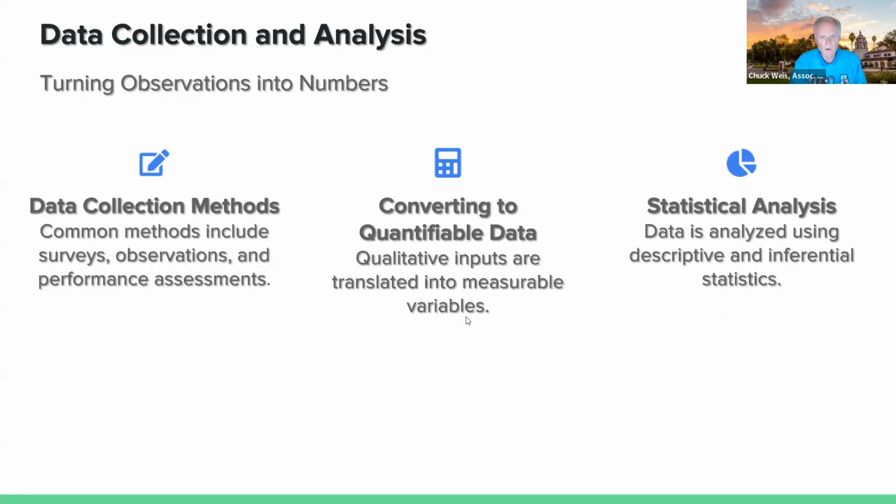So if you ask a question that there can be multiple responses to, or if you do an observation that could be multiple things you're looking for, you can turn those into numbers. If you do this, how many times do you do it? If you do that, how many times do you do it? So it isn't just about an overall data collection methodology, but it's about how you can convert it into some sort of numbers. And then, of course, the basis of it is statistical analysis using descriptive or inferential statistics, and we'll talk more about that in just a moment.